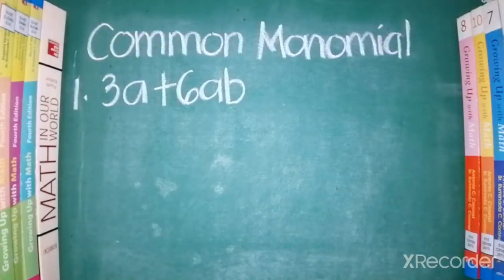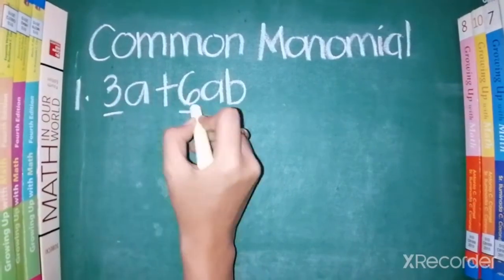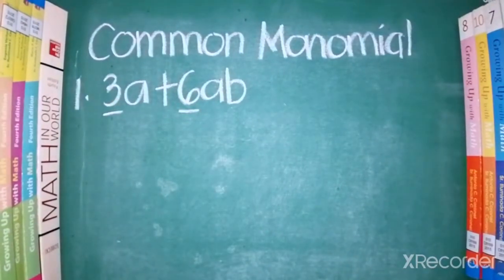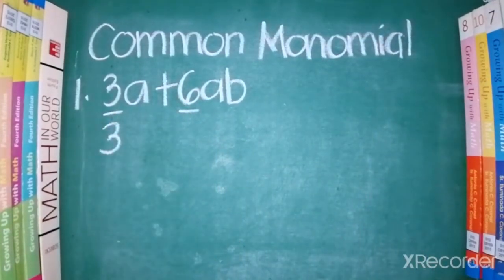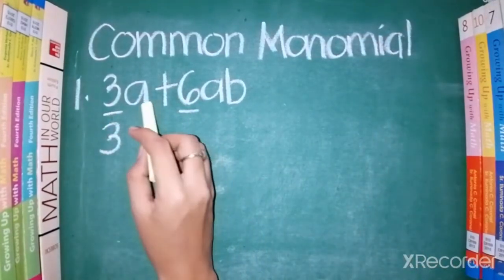Factoring polynomial using common monomial factor. So we have here an example number 1, 3a plus 6ab. So we are going to find the common of these two terms. So we have here 3a and 6ab. So first we will have the 3 and 6. So what is their common? Yes, got it right. You have there 3. And then next we will have the variable a.